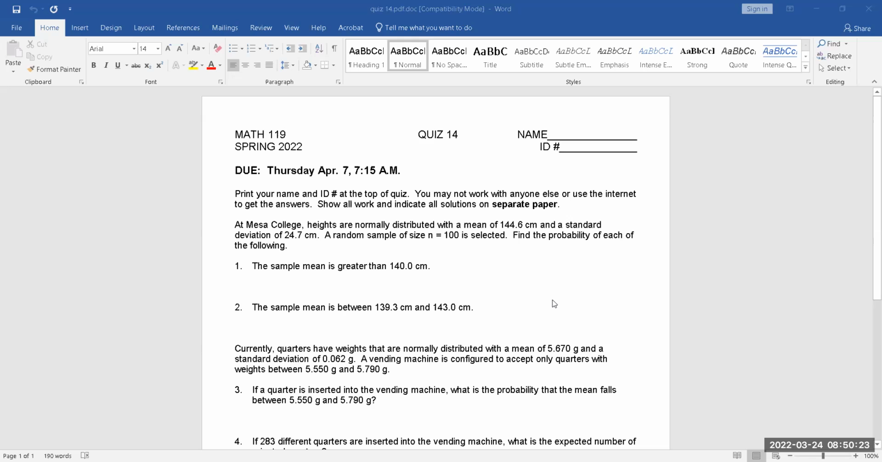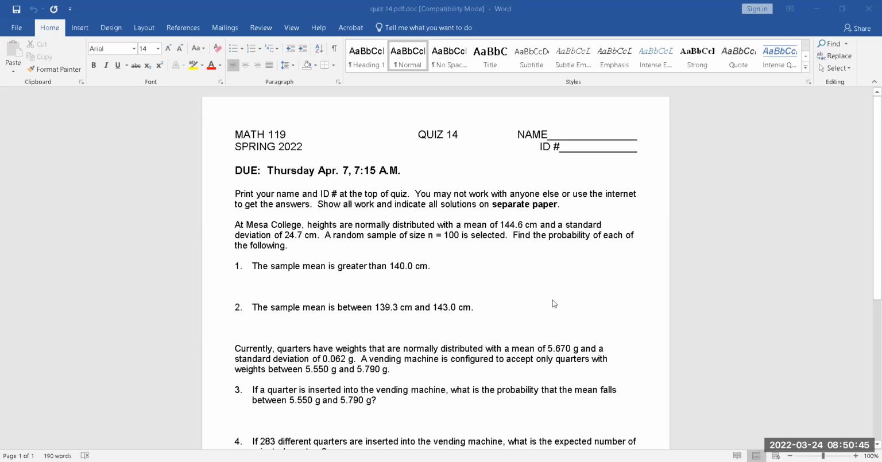Okay, so what is it we want to actually find? If I put it in words, I want to find the probability that X bar is bigger than 140. That's the question. I can't look up 140 in the table. I need a Z value. So what is the Z value that I'm going to look at?